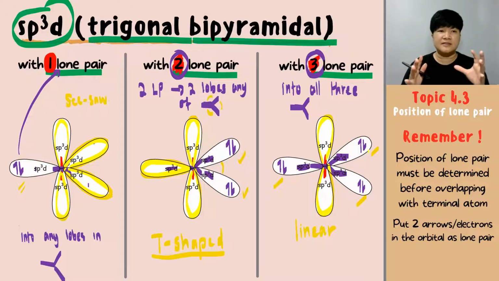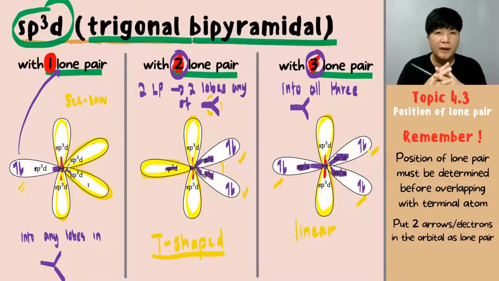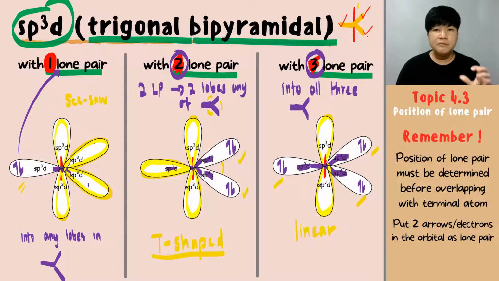So this is one of the shapes where it is very important to position your lone pair correctly. Bear in mind, in your trigonal bipyramidal, the lone pairs you can put in go only into this trigonal geometry, because of the minimum electron repulsion. So be very careful with your trigonal bipyramidal when it is holding lone pairs. The position of the lone pair must be 100% correct before you can draw the orbital overlapping.